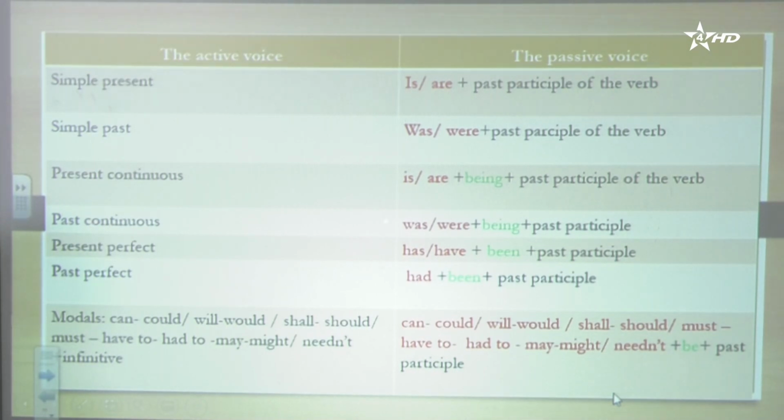Past continuous: was, were, plus being, plus past participle. Present perfect: has or have, plus been, plus past participle. Past perfect: had been, plus past participle. And modals: can, could, should, will, etc. plus be, plus past participle.